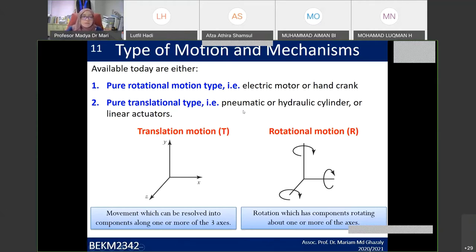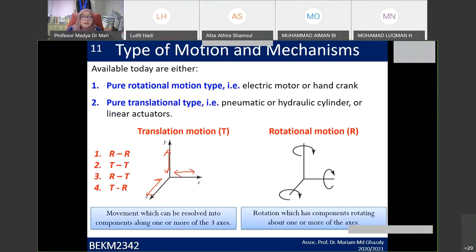So what it means is that for translational motion, you have x, y axes here, meaning that the movement can be resolved into components along one or more axes. Let me just take a pen. So translation motion is that it resolves along components. So you have this translation motion in this direction. Okay, so this is what you mean by translation motion.